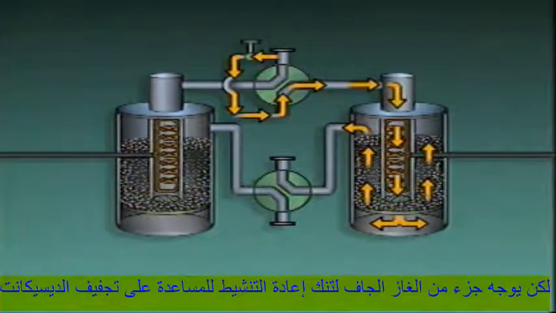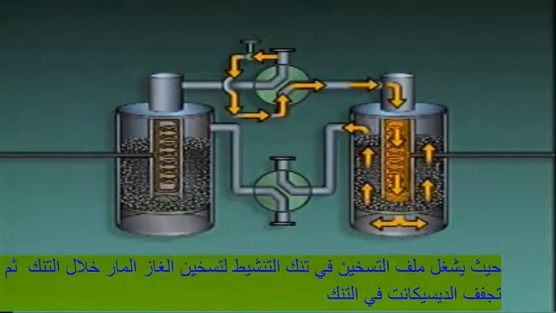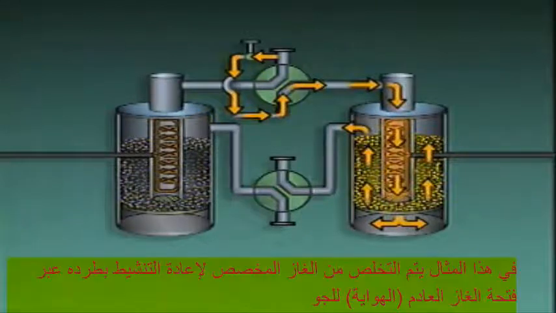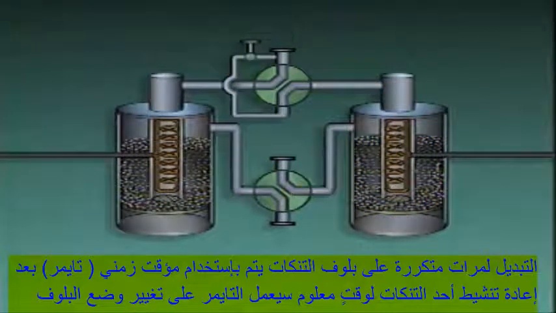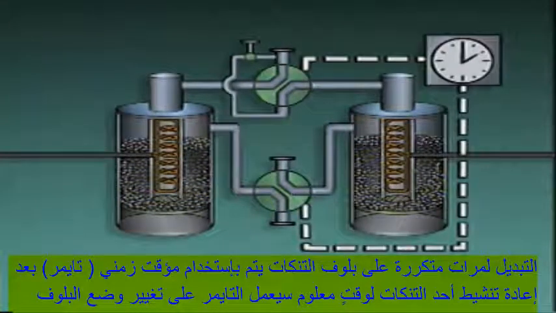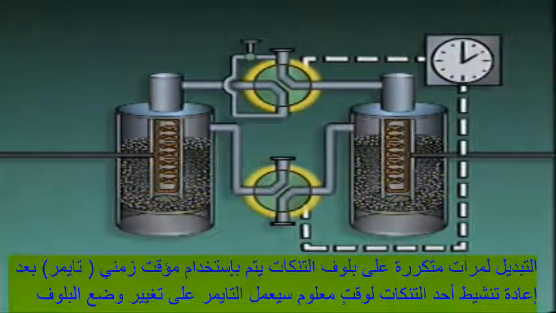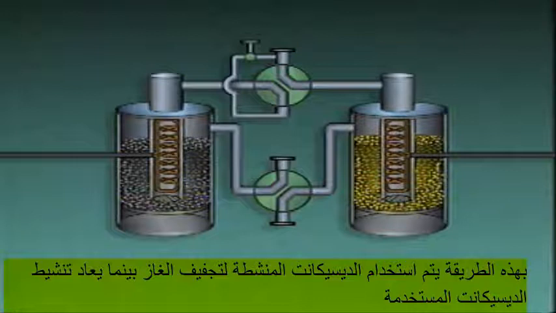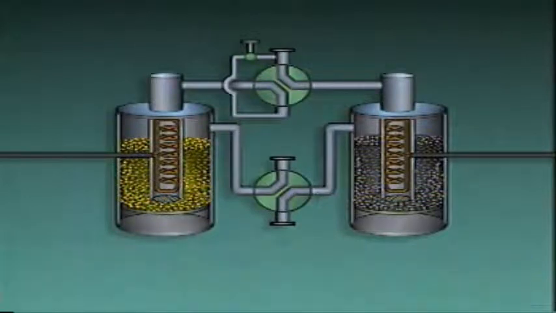However, a portion of the dry gas is routed through the regeneration tank to help dry the desiccant in that tank. The heating coil in the regeneration tank is energized to heat the gas that passes through the tank. The hot gas then dries the desiccant in the tank. In this example, the gas that leaves the regeneration tank is vented to atmosphere through the waste gas outlet. Switching back and forth between tanks is often controlled by a timer. After one tank has been regenerated for a preset period of time, the timer changes the positions of the four-way valves. This way, the desiccant that was regenerated is used to dry the gas, while the desiccant that was used to dry the gas is regenerated.